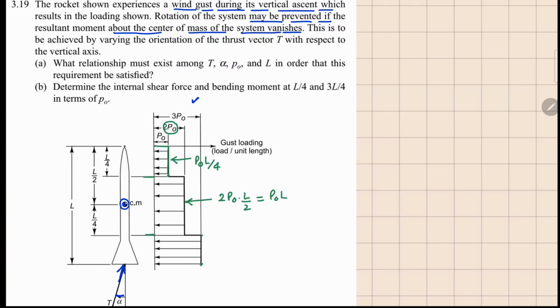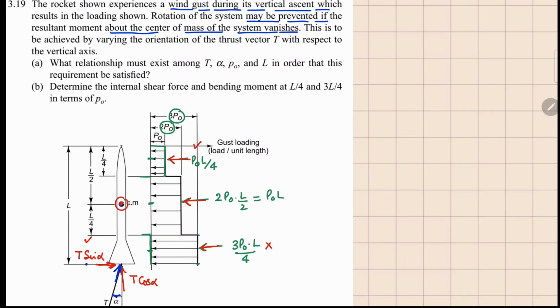Now the last segment here, your distributed load is 3P naught acting for a distance of L by 4. So you can replace this again with 3P naught times L by 4, and all of these are right at the midpoints of the distances on which they are acting. Now if you divide this thrust force into two components, you have your cos component here, T cos alpha, and your sine component going right here. So let's take the moment about the center of mass right here.